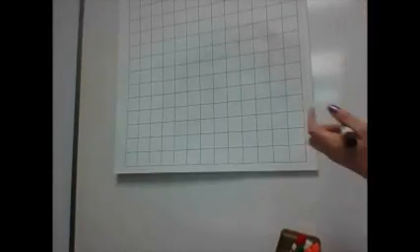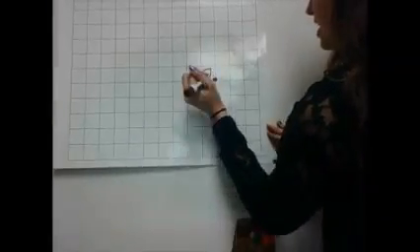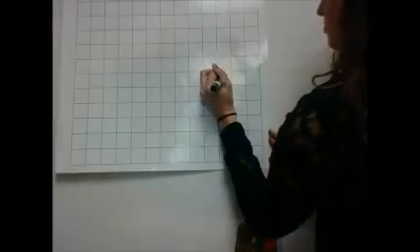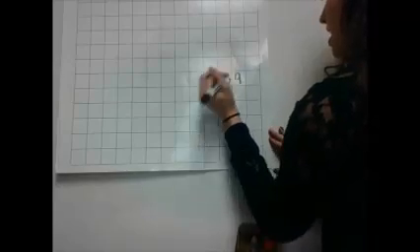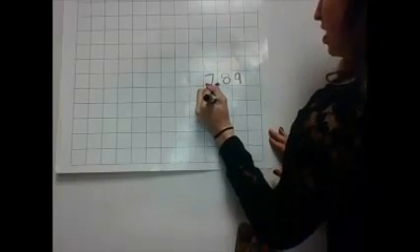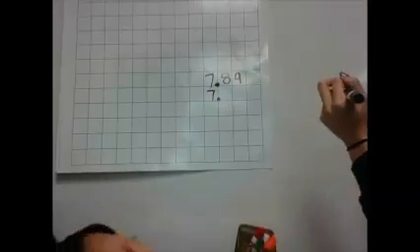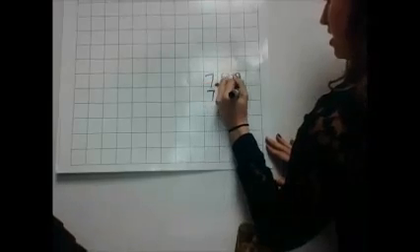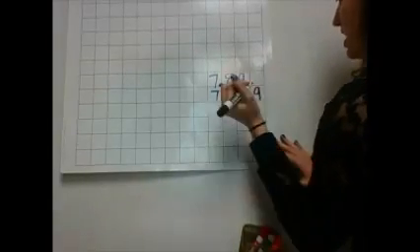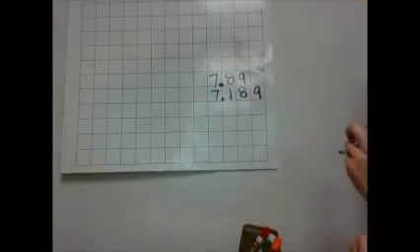Mrs. Roy talked about how we always want to line up our decimal points. So I've got 7 and 89 hundredths and 7. Notice I'm lining up my decimal points. That's what we line up. And 189 thousandths.